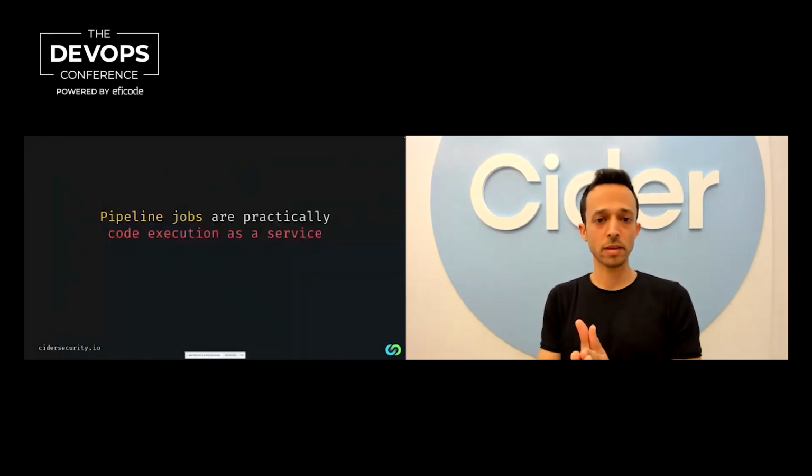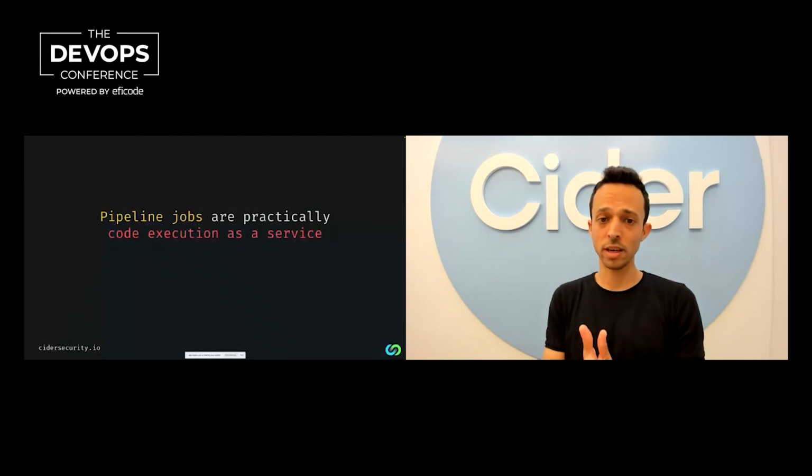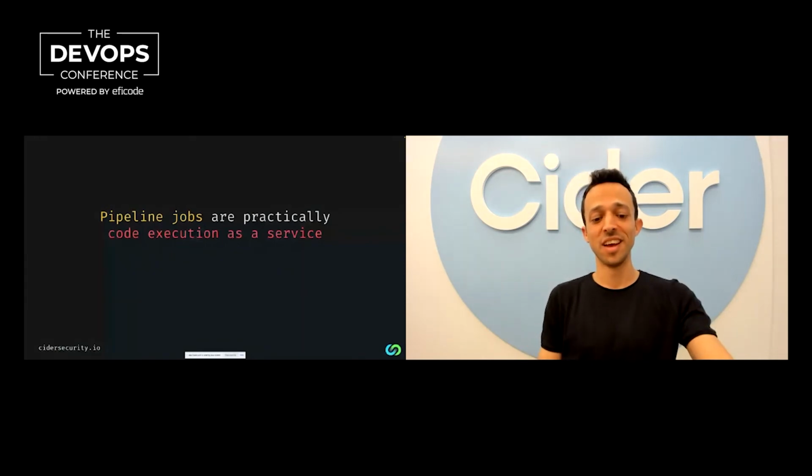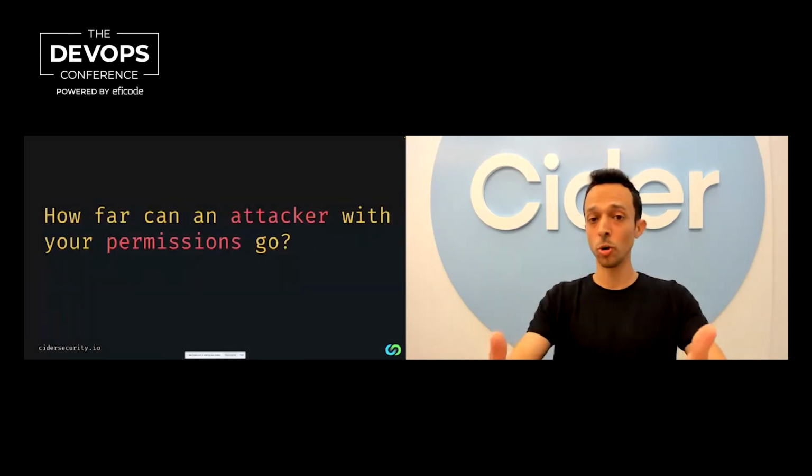So to summarize, pipeline jobs are practically code execution as a service. This is how you see it, but this is also how attackers see it. And I would like to end this talk by leaving you with one question to ask yourselves: how far can an attacker with your permissions go?